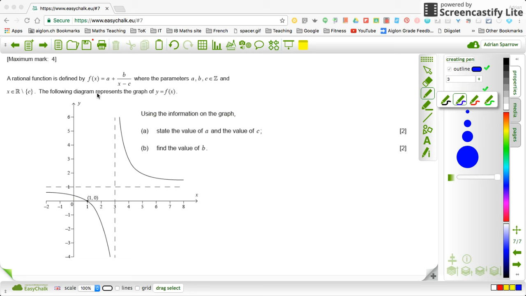This is a high-level question, and it's a non-calculator question. I just want to look at a graph here, the function, and some extra information. So let's have a look through some of this notation first of all.